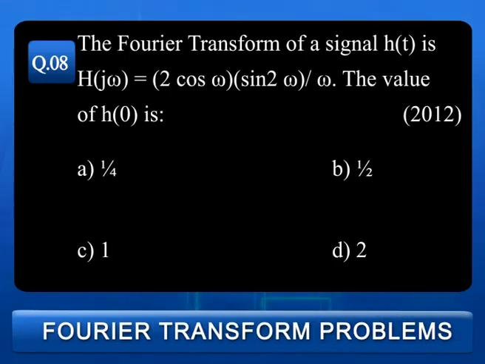Let us see question number 8. The Fourier transform of signal h of t is h of j omega is equal to 2 cos omega into sin 2 omega whole divided by omega. The value of h of 0 is how much? This question was asked in the year 2012. The choices are A 1 by 4, B 1 by 2, C 1 and D 2.